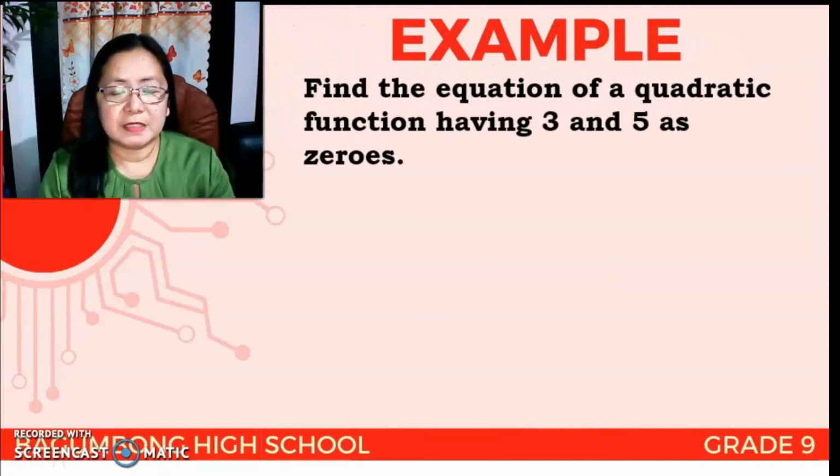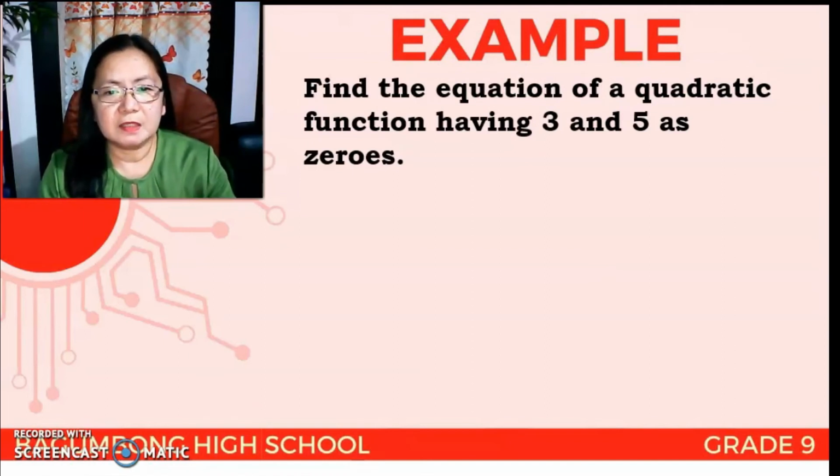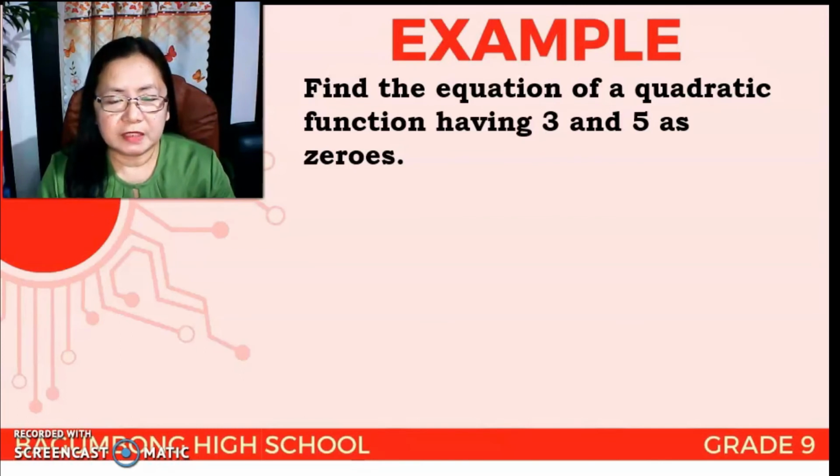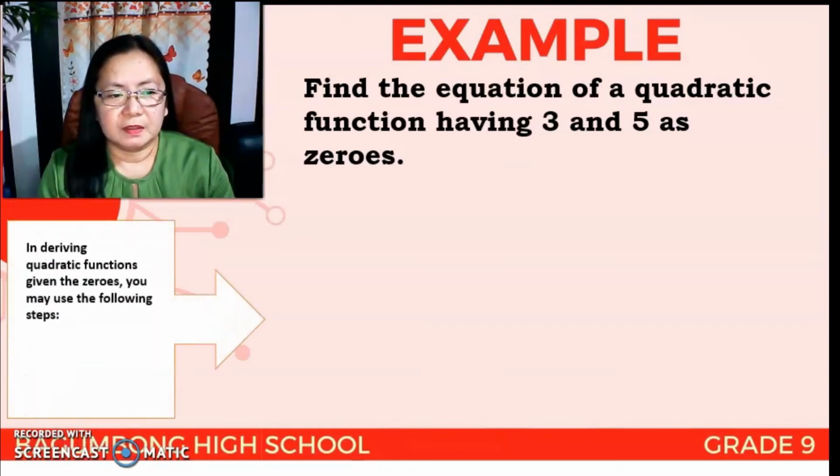Let's have another example. This time, given the zeros of a quadratic function. Find the equation of a quadratic function having 3 and 5 as zeros. In deriving quadratic functions given the zeros, we will use the following steps.